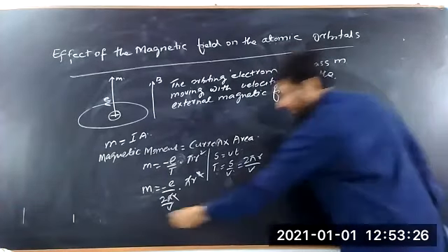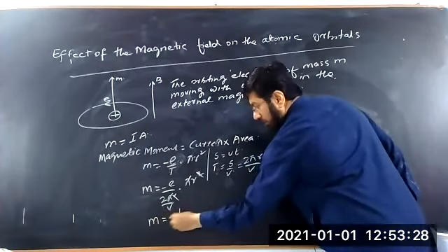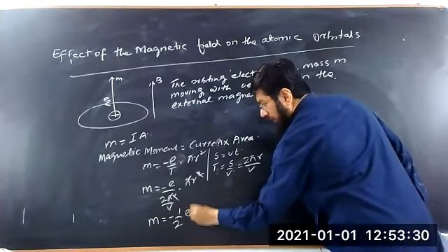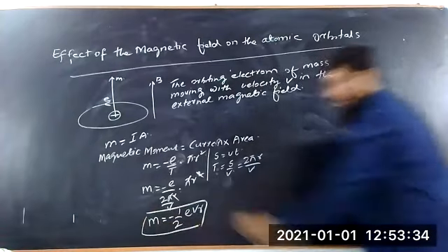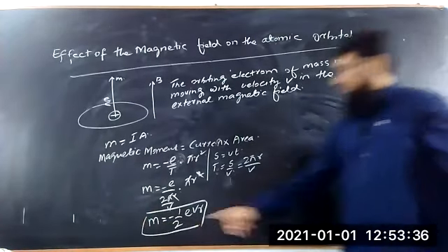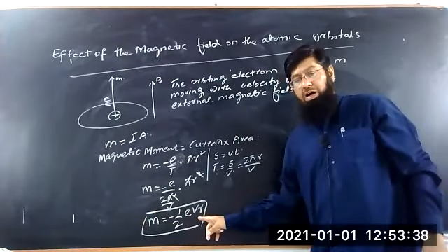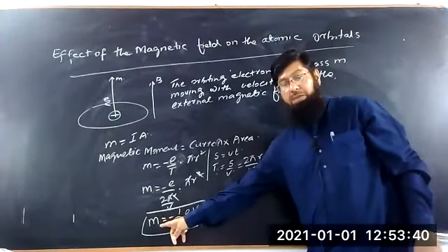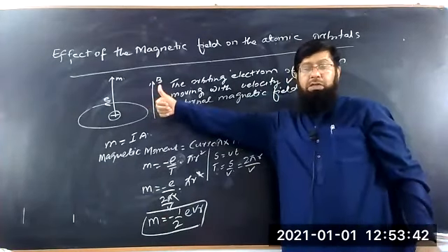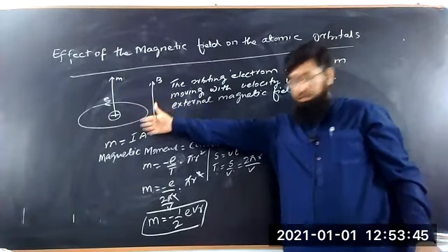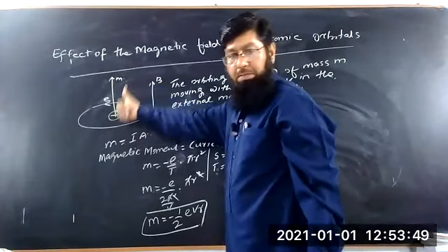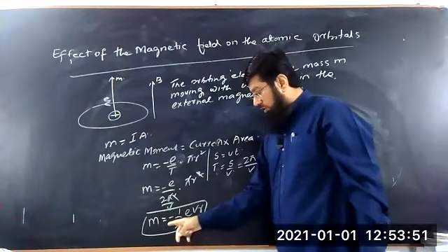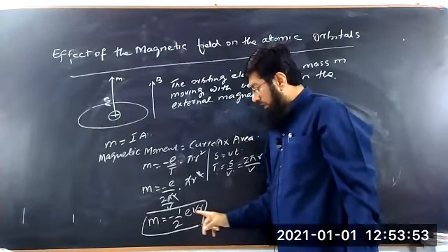So here M is equal to minus 1 upon 2 e V r. So this is known as the magnetic dipole moment, which is equal to minus 1 upon 2 e V r. This is the magnetic dipole moment due to the moving electron, due to the orbiting electron. It means the electron is orbiting around the nucleus, and it has a magnetic dipole moment equal to minus 1 upon 2 e V r.